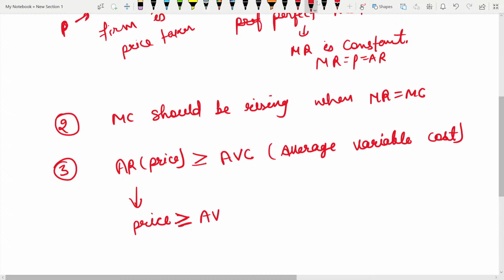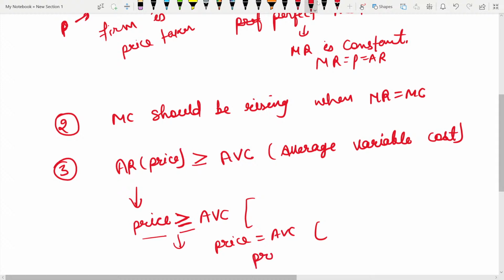If price is greater than or equal to AVC, then the producer is able to maximize his profit, because this condition itself is showing that if price is equal to AVC, then in that case the producer is still in a position to do production.